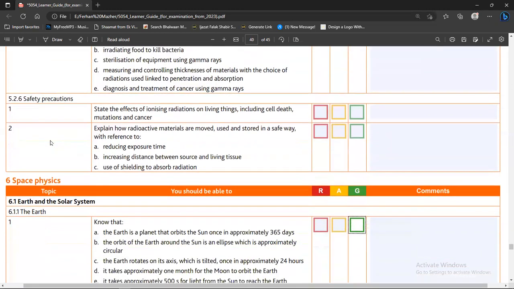Safety precautions. State the effect of ionizing radiation on living things, including cell death, mutation, and cancer. Explain how radioactive materials are moved, used, and stored in a safe way, which refers to reducing exposure time, increasing distance between source and living tissue, use of shielding to absorb radiation.